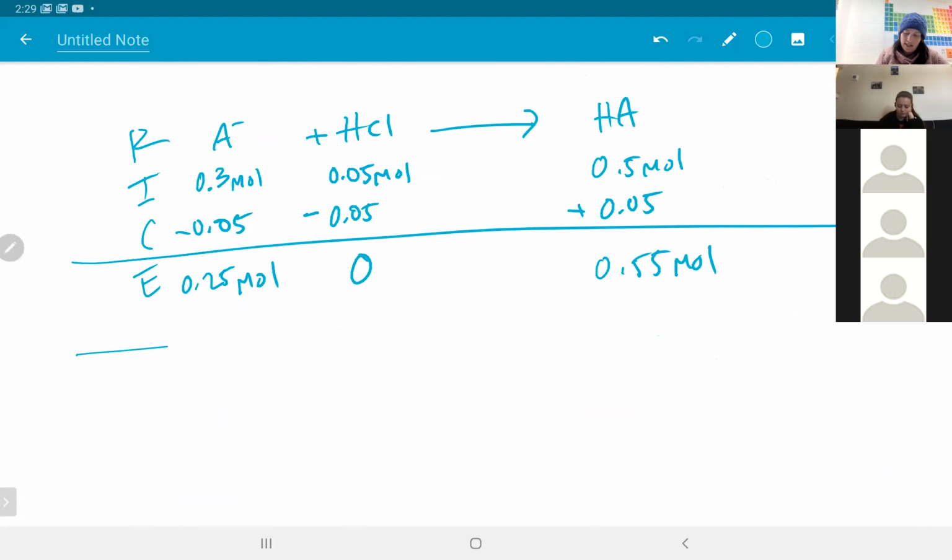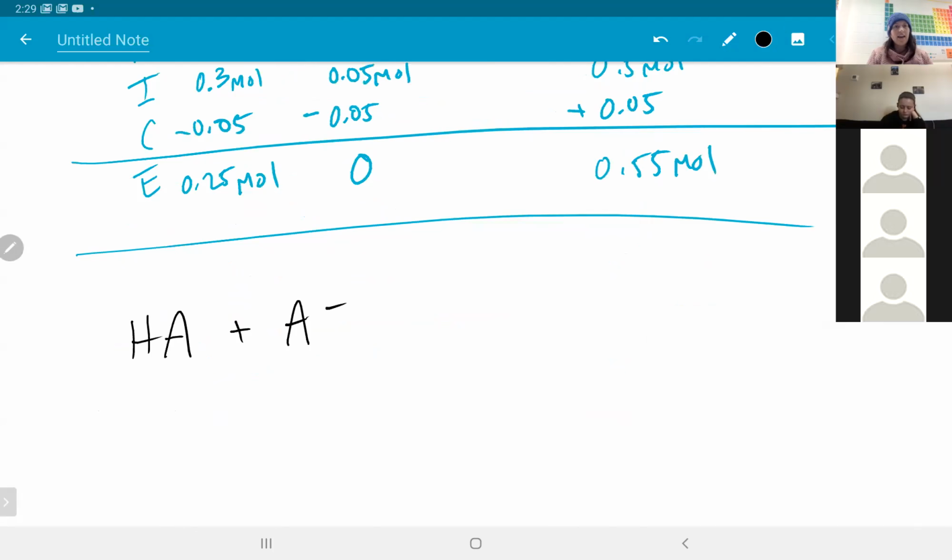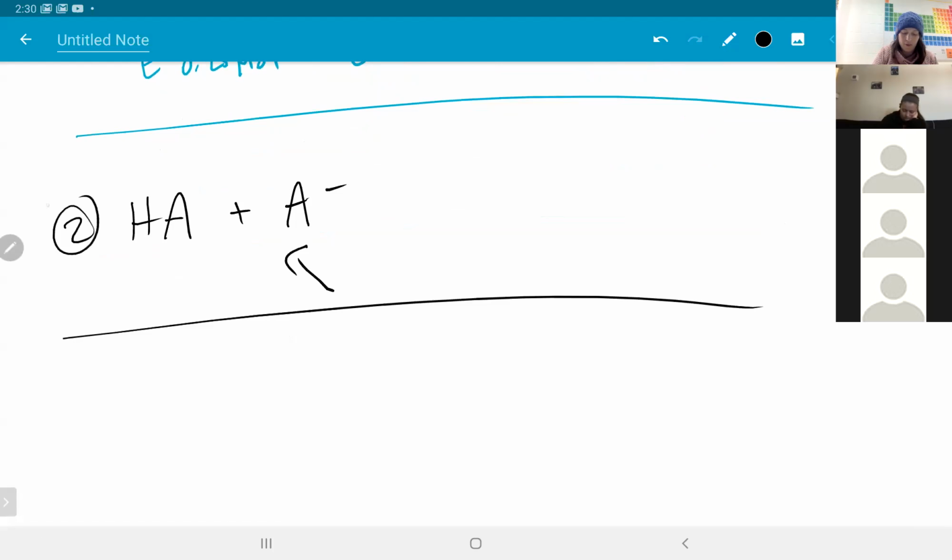Okay, so you would have those types of questions for buffers. You would have a simple one, where I would give you some amount of HA and some amount of A minus. And I just say, hey, if I take this much of the acid and this much of the conjugate base and mix them together, what's the pH of the solution? This type of question does not require an ice table because there is no reaction going on. HA and A minus aren't going to be reacting with one another. So this question is super straightforward, plug and chug Henderson-Hasselbalch. Again, no reaction going on, so there's no need for an ice table. So that's the second type of question you would have.